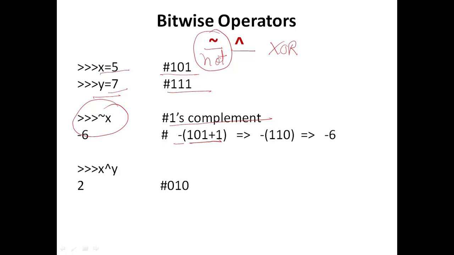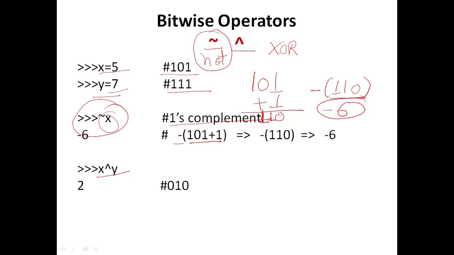So the value of x in binary is 101. To find the ones complement, add plus 1 to it. So if you add plus 1 to it, you get a result 0, then 1 will be used as a carry, then 1. The answer is 110 with a minus sign. So the answer is 110, and 110 stands for 6. So the answer is minus 6.